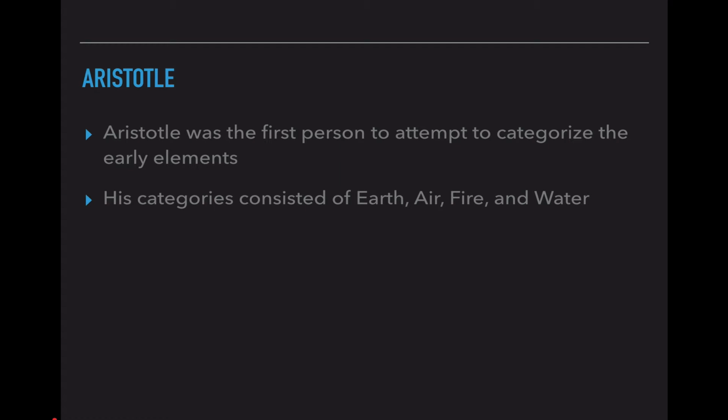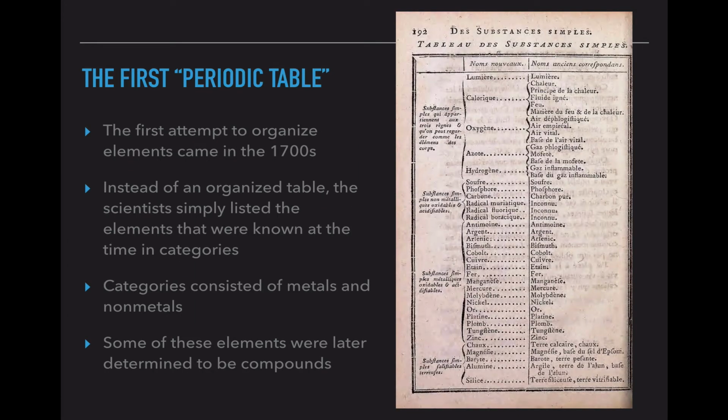His categories consisted of just four things: earth, air, fire, and water, and he simply listed the items underneath those headings. So if he had earth, he would then have clay underneath it, and then he would have carbon underneath it. So he would simply have four categories, and in each category he would just list the items that fell into that category.